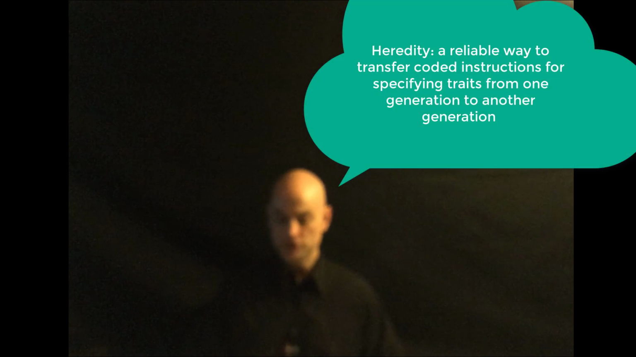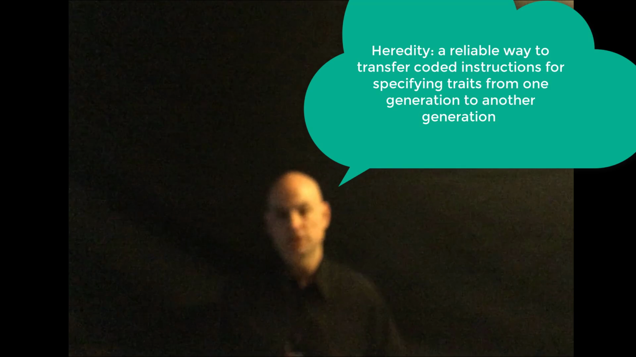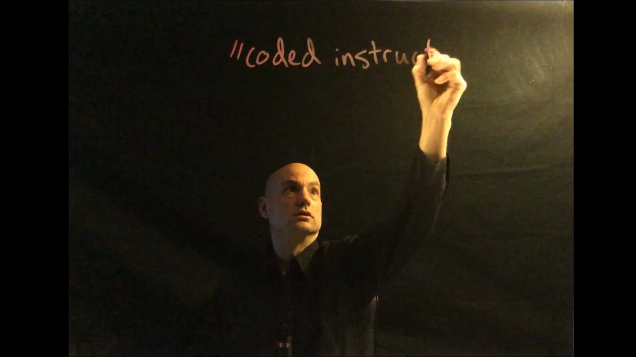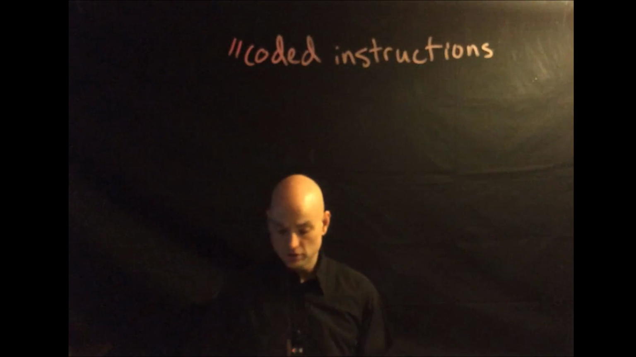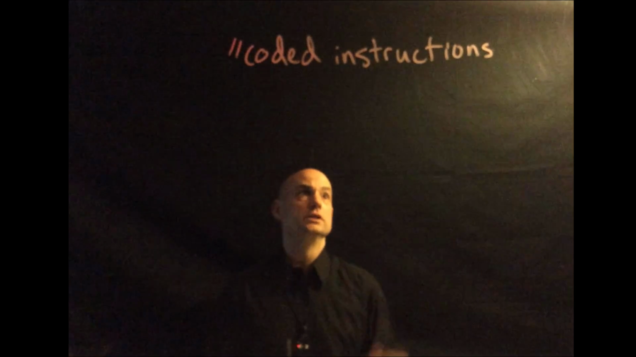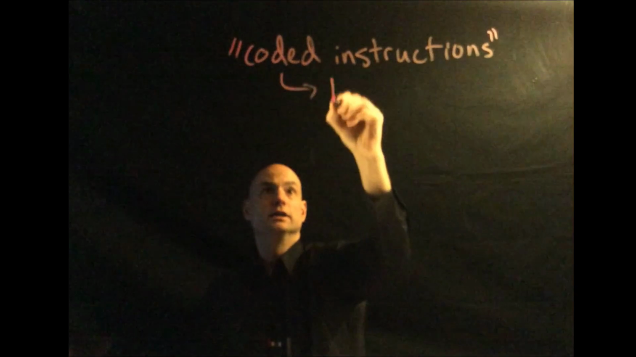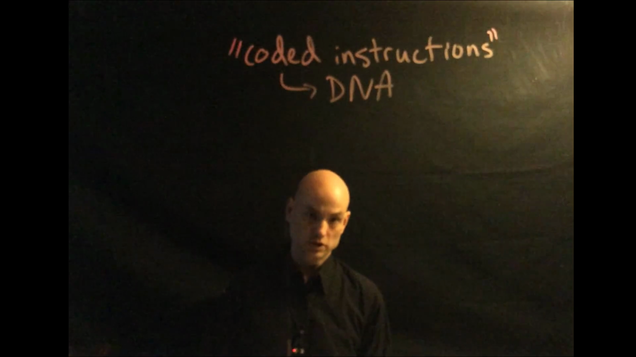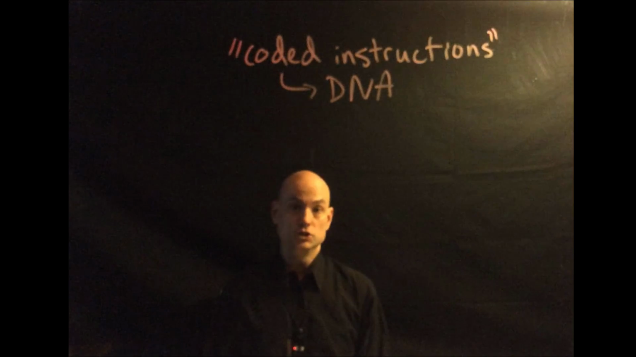Last time we were talking about heredity, and we called it a reliable way to transfer coded instructions for specifying traits from one generation to the next. So in that definition, let's focus here today on the coded instructions. Okay, what is this code that we're talking about? And of course, we know now that these coded instructions are the DNA, and specifically, the sequence of those nucleotides that we're going to talk about today. The A, T, C, and G.